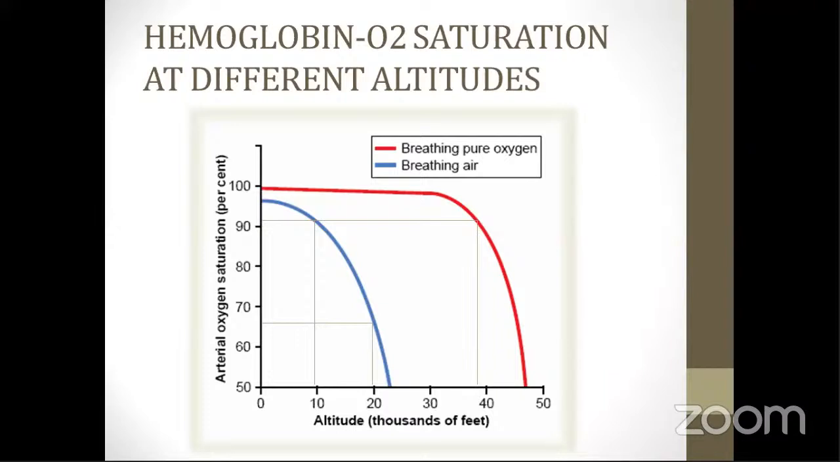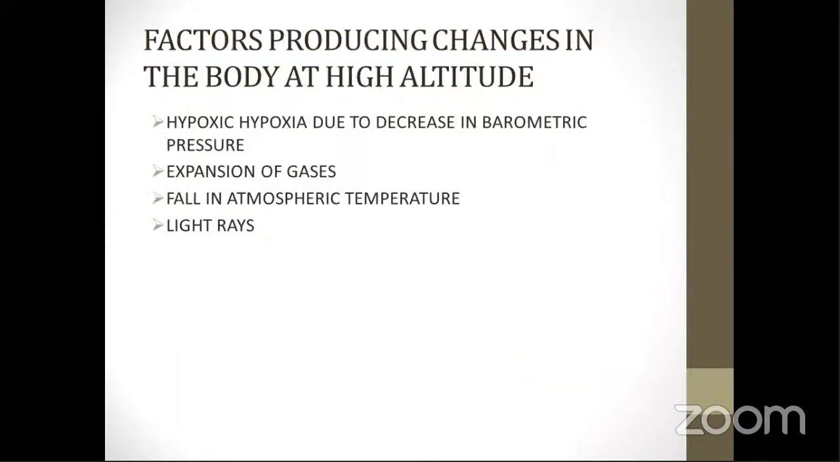And what are the factors producing changes in the body at high altitude? What are the problems when the person is exposed to low atmospheric pressure? There is hypoxia due to the decreased barometric pressure. Another problem is expansion of gases with fall in atmospheric pressure, and the effect of light rays. Of these, the most important is hypoxic hypoxia.